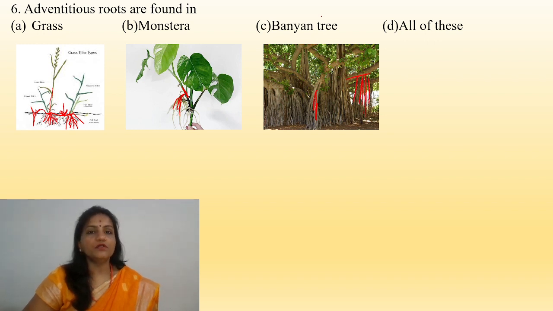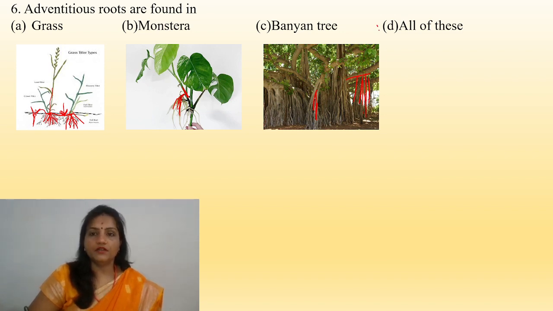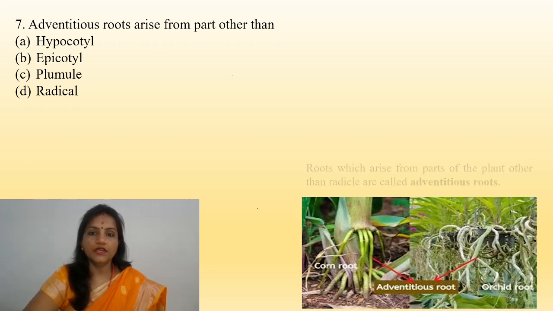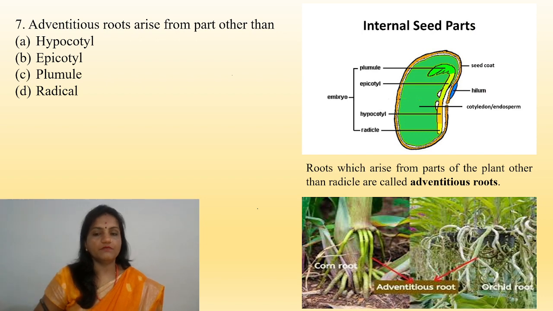Okay, so what you find in grass, you find in monstera, you also find in the banyan tree. So the answer is all of this. Let's move on to the next question. Adventitious roots arise from part other than. So I have already explained this many times. So let's understand different parts.